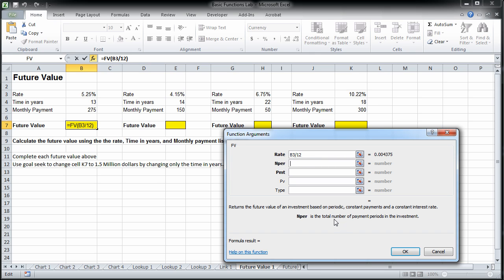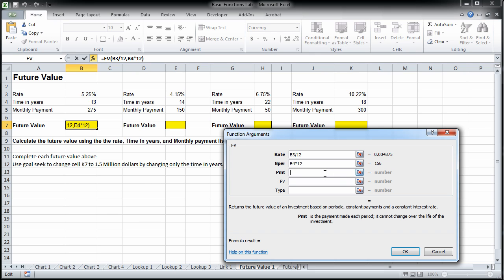My number of periods is the total payment periods in the investment. Well, I'm going to do that for 13 years, but I'm going to do it every month. So 13 times 12 will give me 156 months.